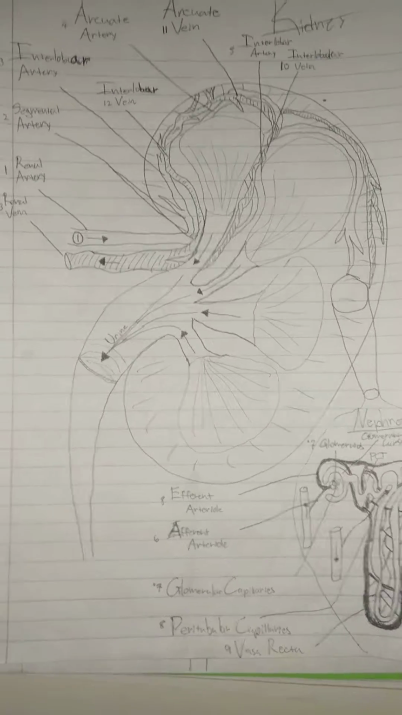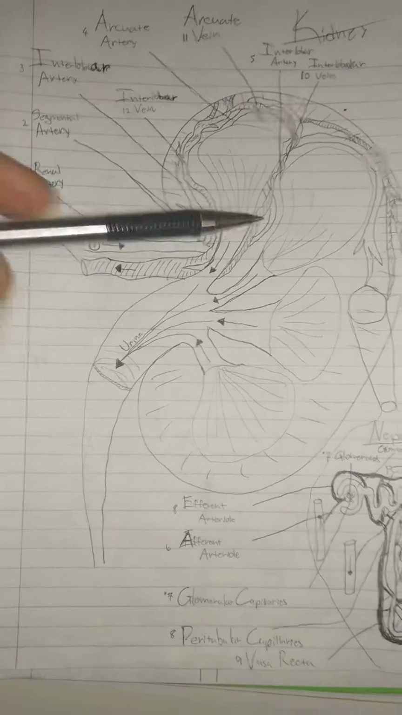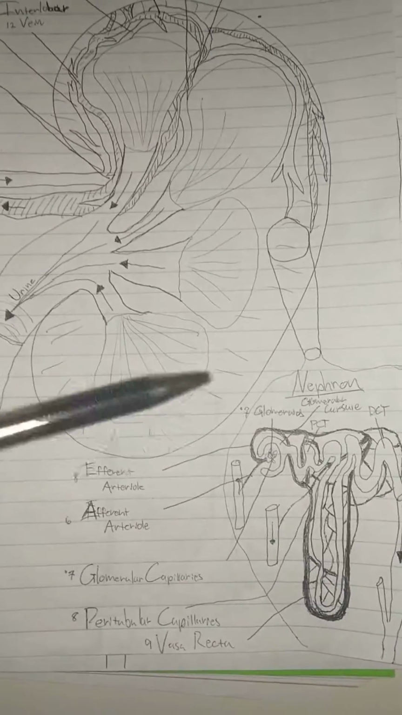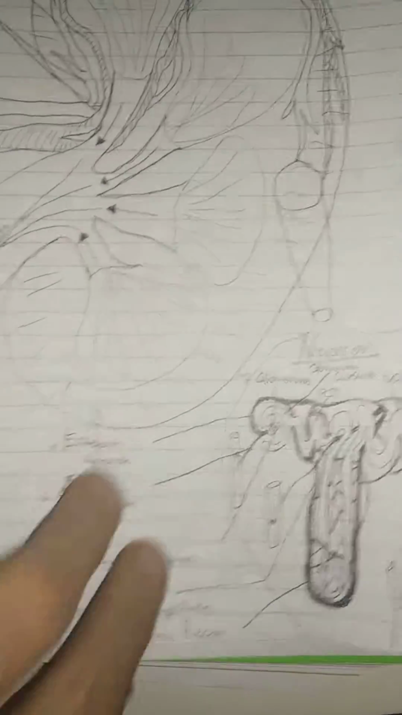Marcus here on urine formation. Blood enters the kidney through the renal artery, where it eventually comes into contact with a nephron, which is where all of the magic happens.